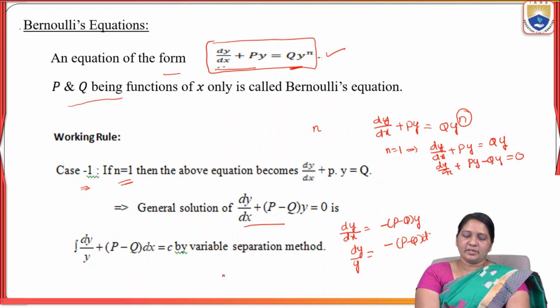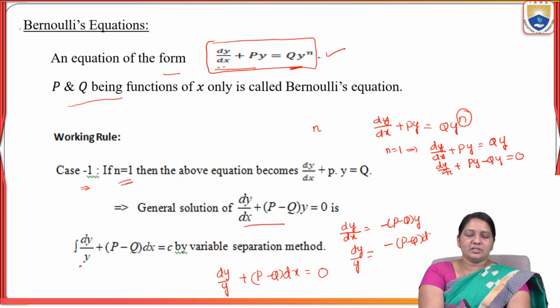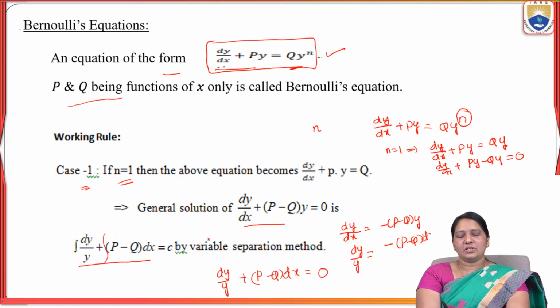So now I can write this equation as dy by y plus (p minus q) dx equal to 0. Now I can integrate this equation: integral dy by y plus integral (p minus q) dx equal to some constant. So this is the procedure using the variable separable method. We can use the variable separable method if the n value is 1.